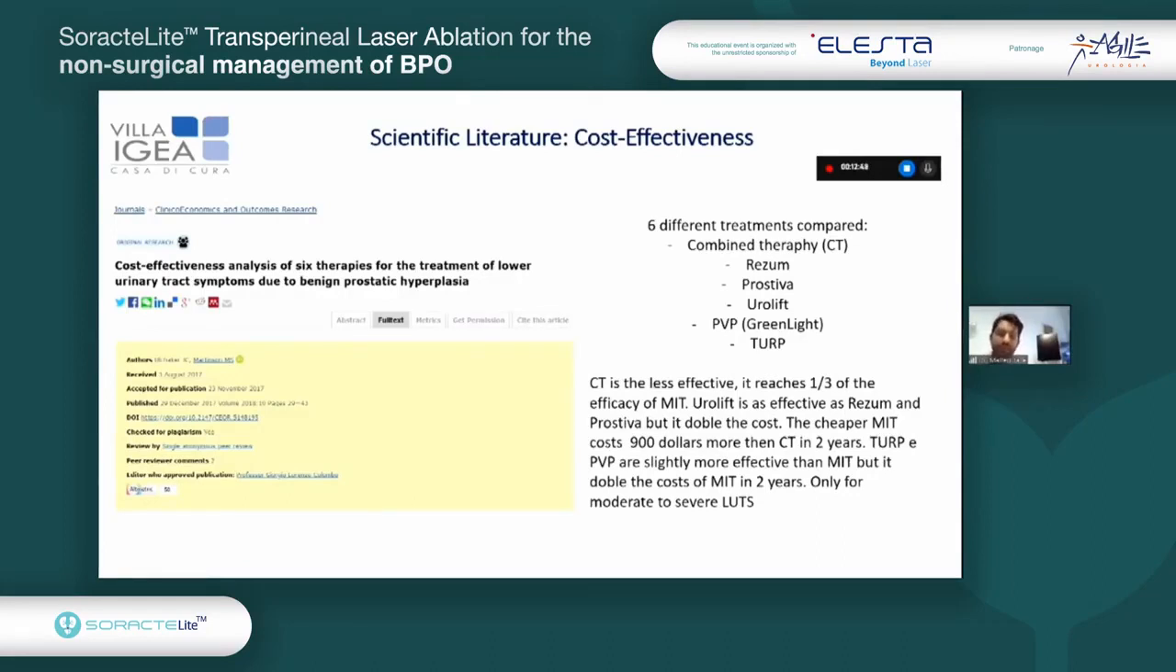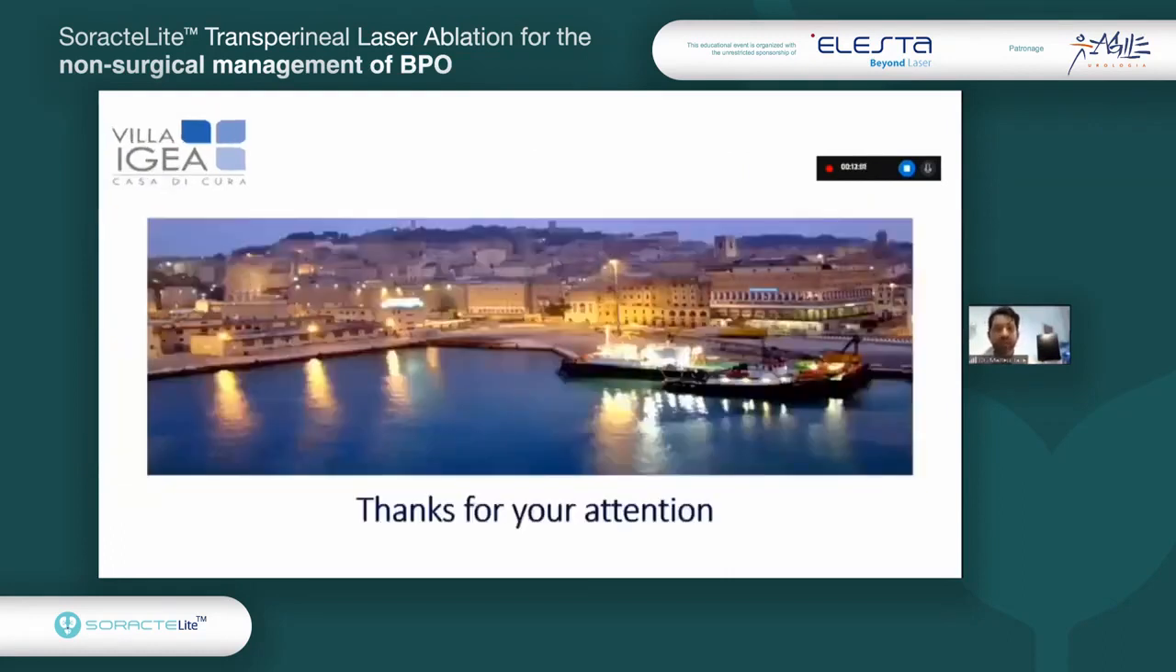So the take-home message is this is a good technique to spare the ejaculation, but it should be considered as an alternative to medical therapy rather than to HoLEP or a definitive treatment. That's it. Thank you very much.